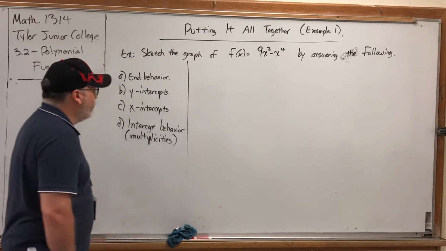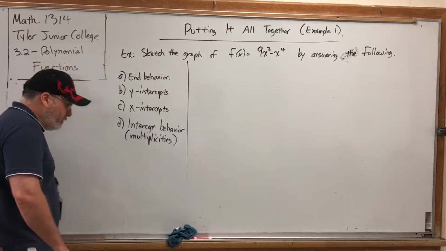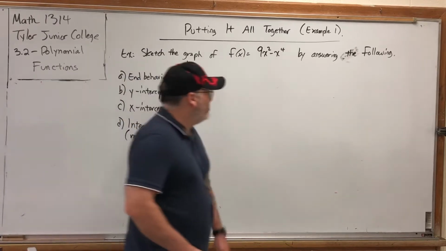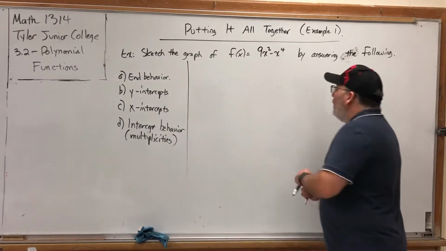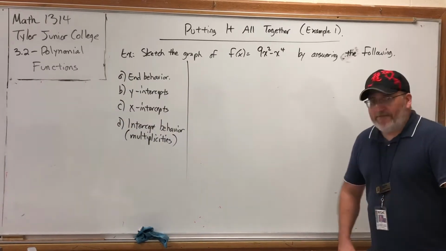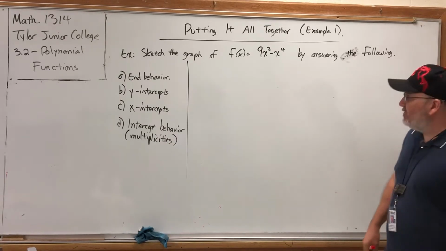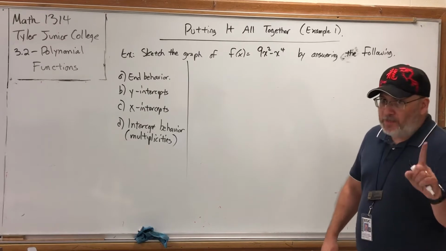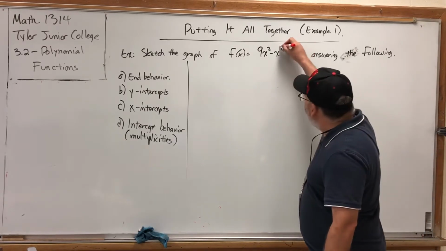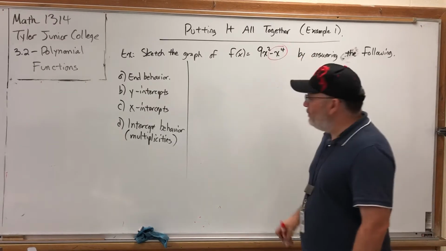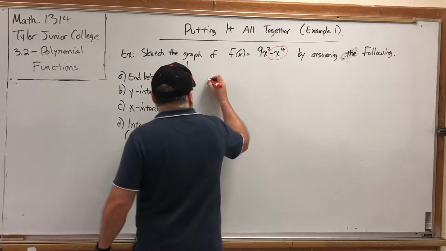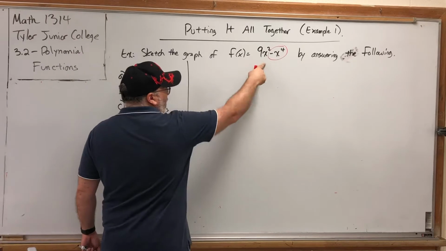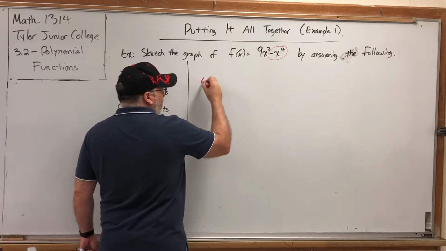Now the end behavior should be pretty easy if you know where to look. Which term should we look at? Which is the leading term? If you said 9x squared, then I fooled you again, because the leading term is not determined by who's written first, but by who has the highest power. And the highest power is negative x to the fourth. So for the end behavior, we need to analyze a leading term of negative x to the fourth.